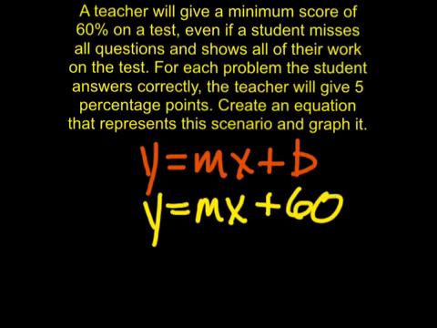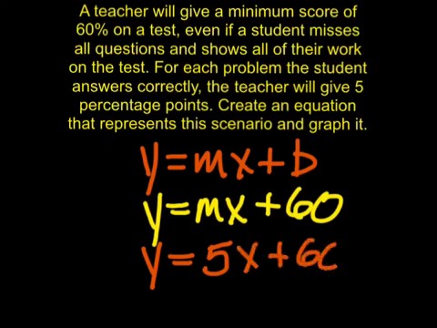But now the m and the x, the slope and the x value, are going to have something to do with what they actually get right. So they're getting 5 percentage points for each one they get right. He's right. M, the slope, would have to be 5. 5 points per problem, and x is going to be the number of problems that they get right. Now, is there anything about this equation we need to change like we did with the cell bill yesterday, or is it good as it is?